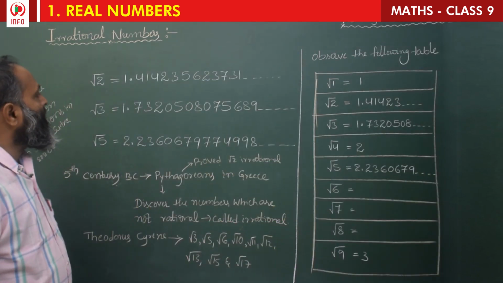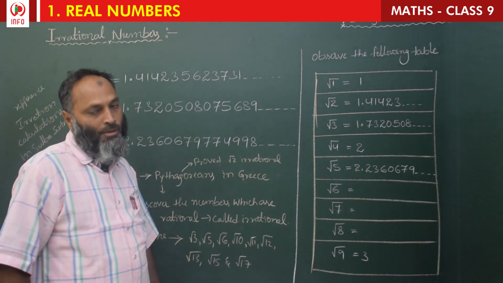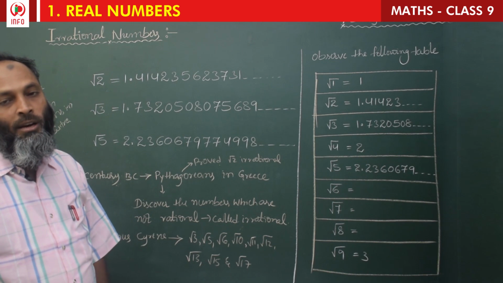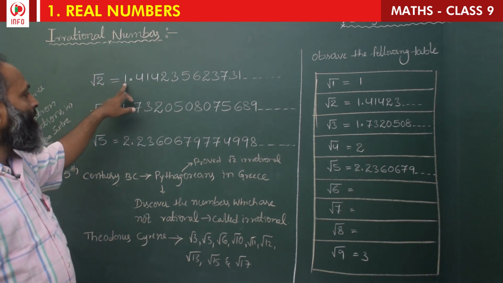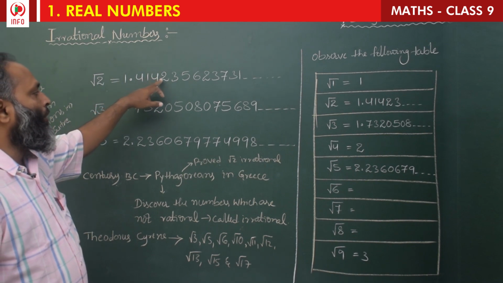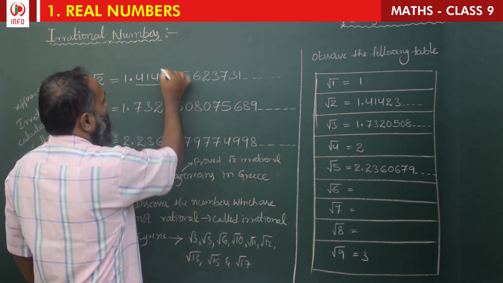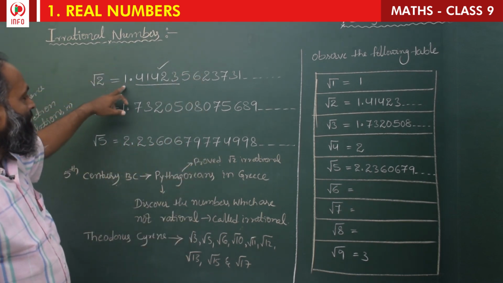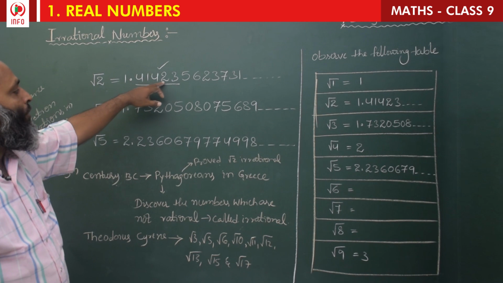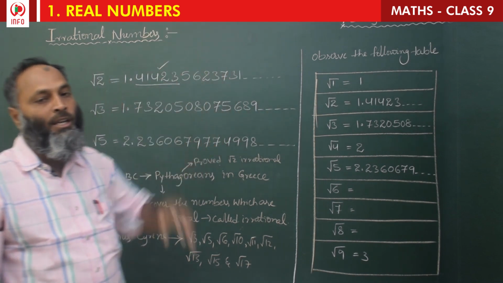Now students, about irrational numbers: the square root of 2 value we found by using the long division method. So what is the square root of 2 value? The square root of 2 value is 1.41423. Till 1.4142 we did, and if you continue, the square root of 2 value is 1.414235623731, and so on it continues.